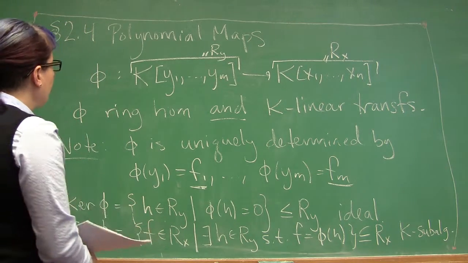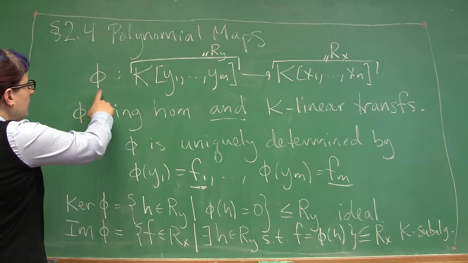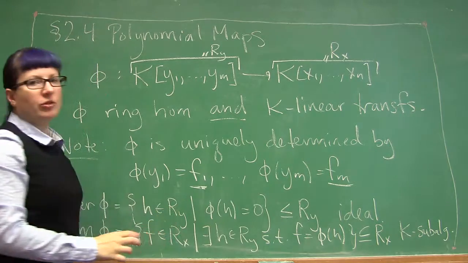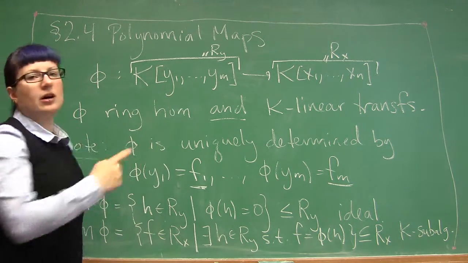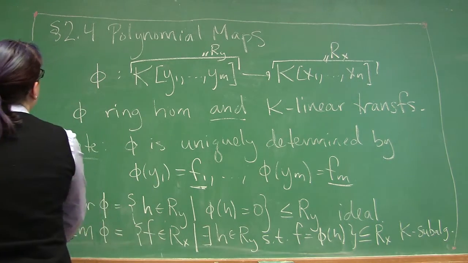Okay, so using the first isomorphism theorem for rings, of course, the image of phi in R_x is actually isomorphic, as a K-algebra isomorphism, to R_y mod the kernel.